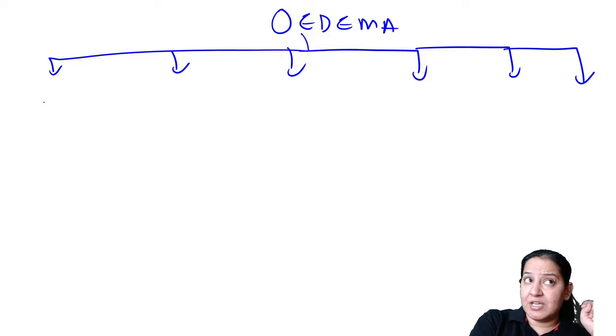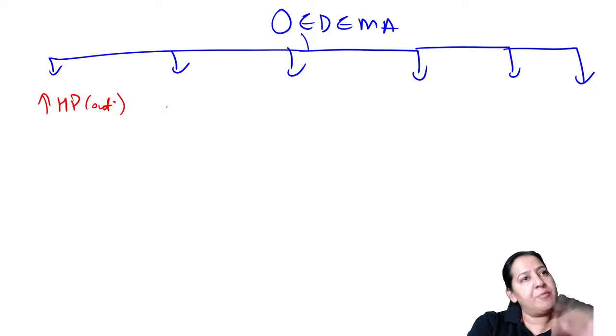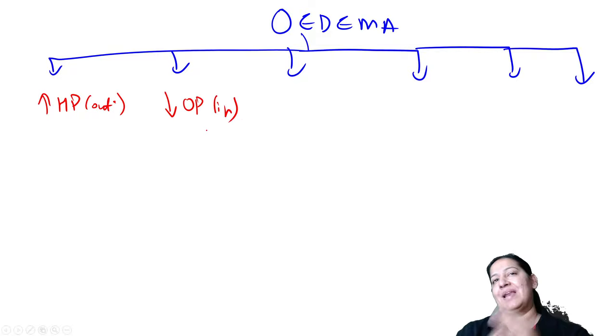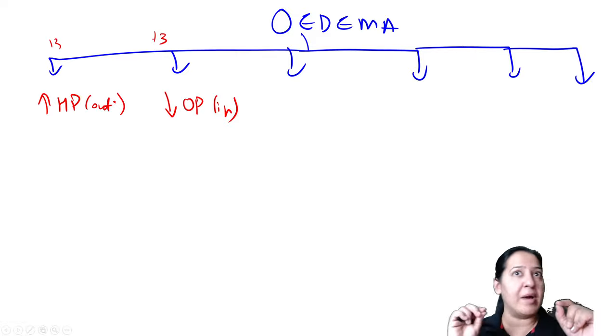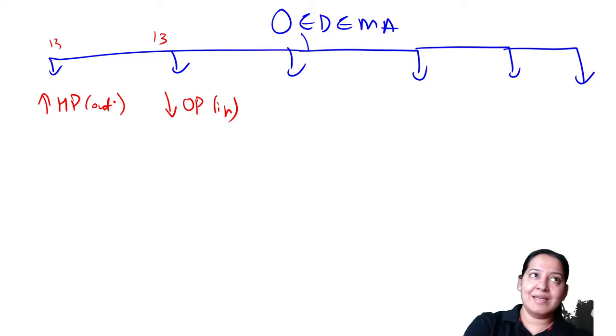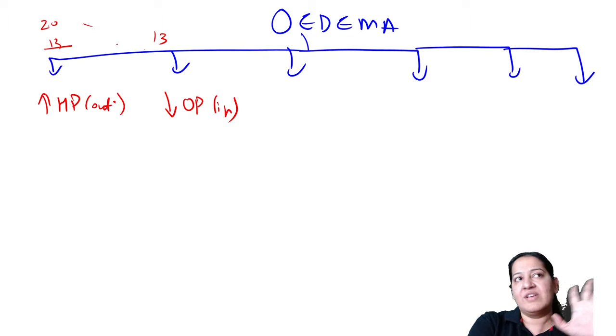Either the outward pressure is more, that is hydrostatic pressure, which is outward pressure, is more. Or the inward pressure is less, that is osmotic pressure, which is inward pressure, is less. So there is imbalance. Normally outward is 13 and inward is 13 mm of mercury, they balance each other. But either instead of 13, the outward is more. So it can be 20, 30, but inward is the same. So the difference is more.